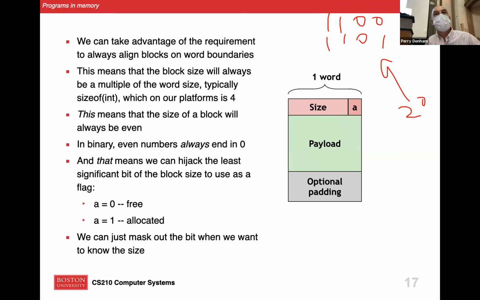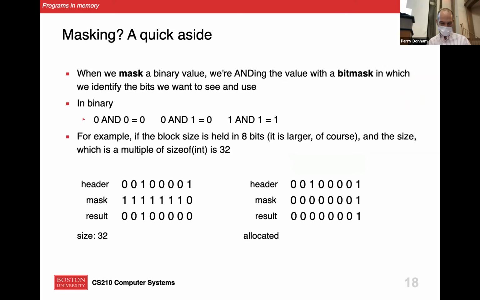Well, I just said that the size of these things is always going to be even because it's a multiple of 4. It's a multiple of the size of an int, which means that I don't care about that last bit when I'm calculating size or looking at size. If I don't care about that bit, I can use it to indicate whether something's been allocated or not, because I just need a 1 or a 0, allocated or free. So we'll do it that way. We're going to mask it.